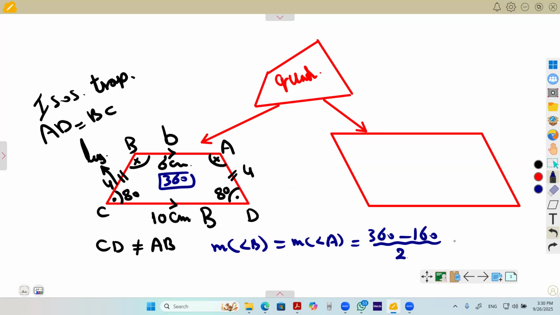360 minus the 160 is 200. The 200 is the sum of B and A together. So 200 over 2 gives you what? Each one of them is 100. Very good.